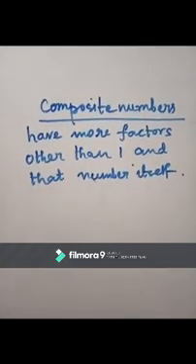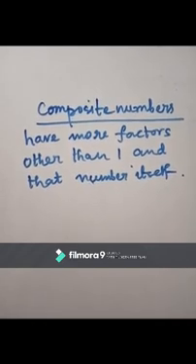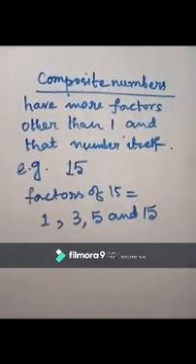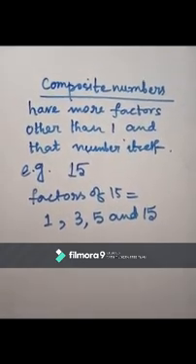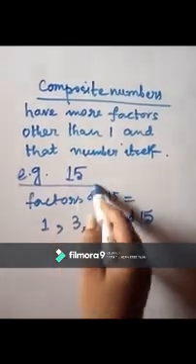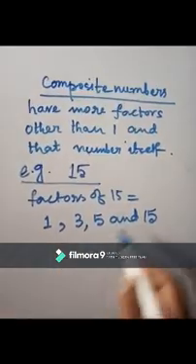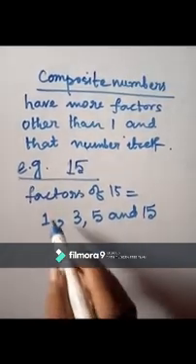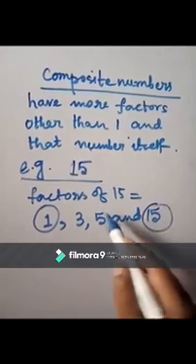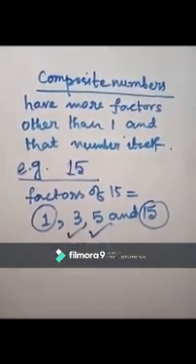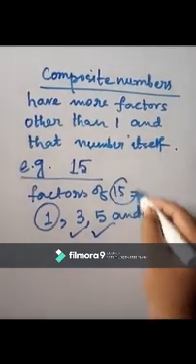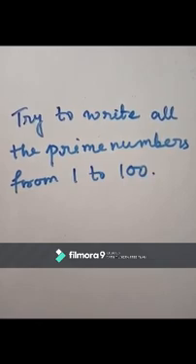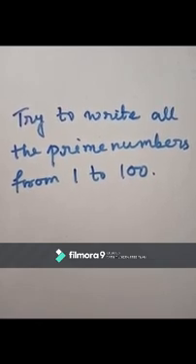Composite numbers are those numbers which have more factors other than 1 and that number itself. Let's take an example, 15. Now factors of 15 are 1, 3, 5 and 15. So here other than 1 and 15, 15 is divisible by 3 and 5 also. So 15 is a composite number. Now try to write all the prime numbers from 1 to 100.